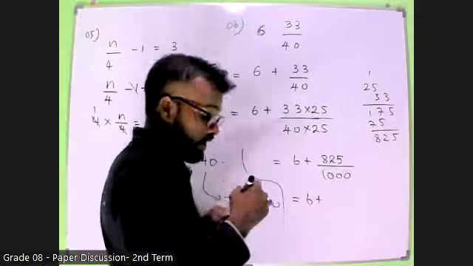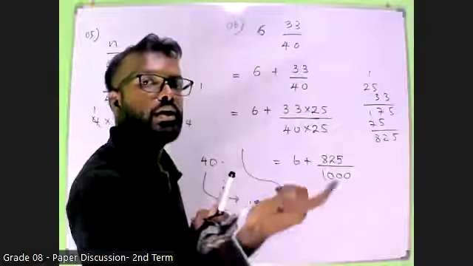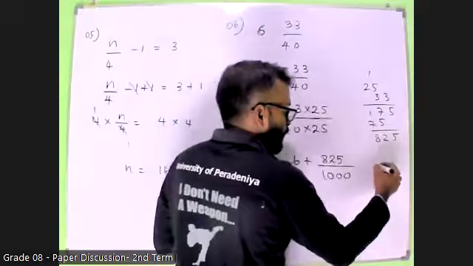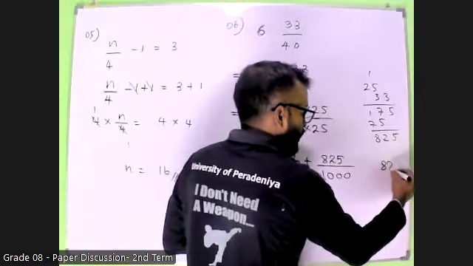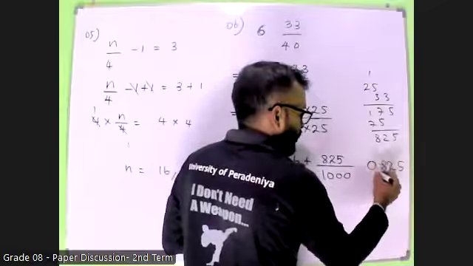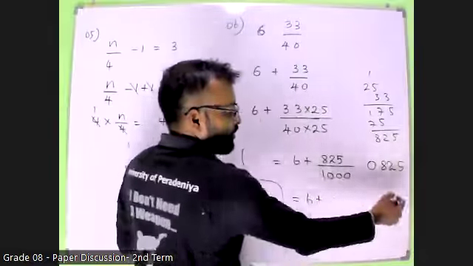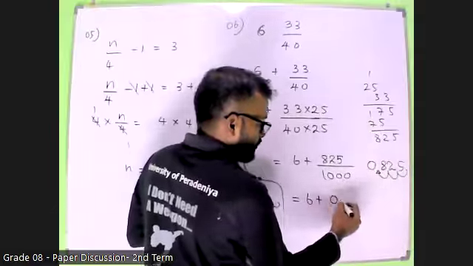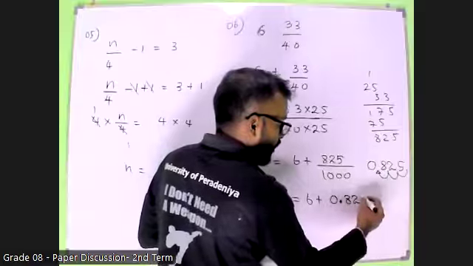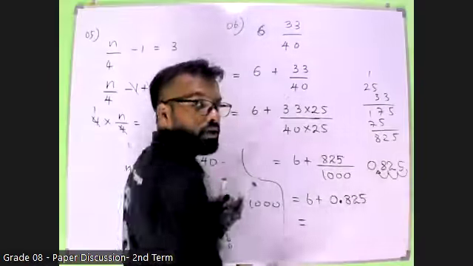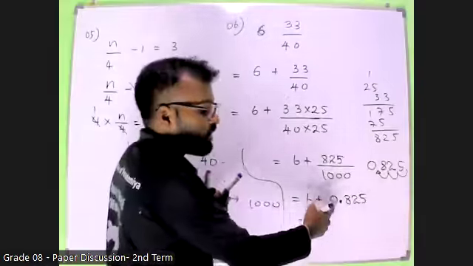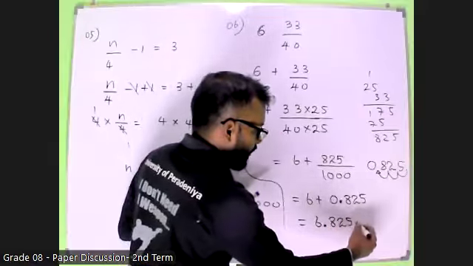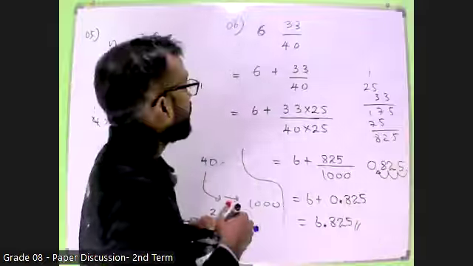So this can be written as 6 plus 825 divided by 1000. There are 3 zeros, so you allocate 3 decimal places. 825, I put 0 here, then 0.825. Then you have to add these two numbers together. Here you have 0 point, so it should be 6 point. So this is the answer for the sixth one.